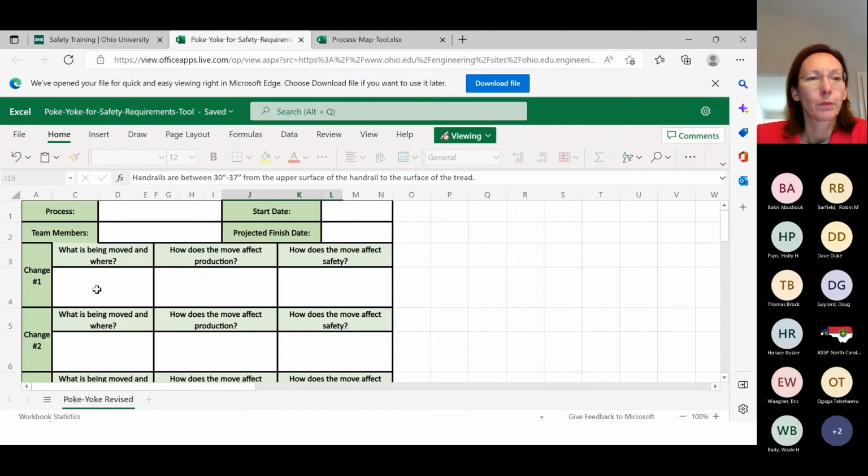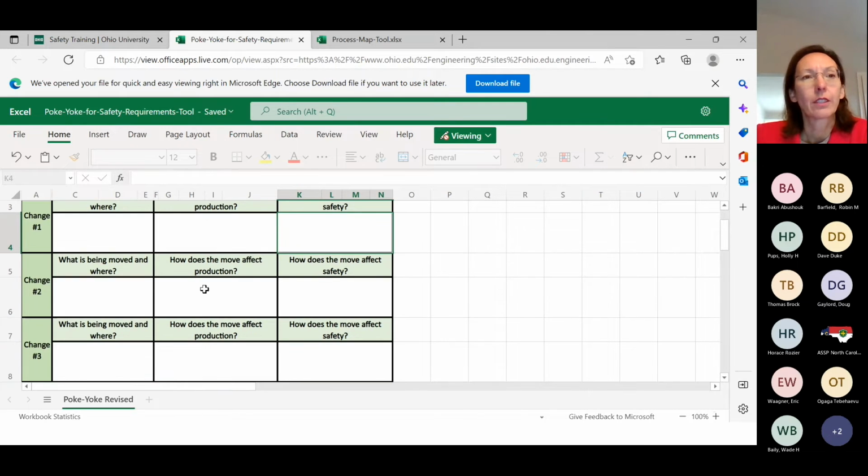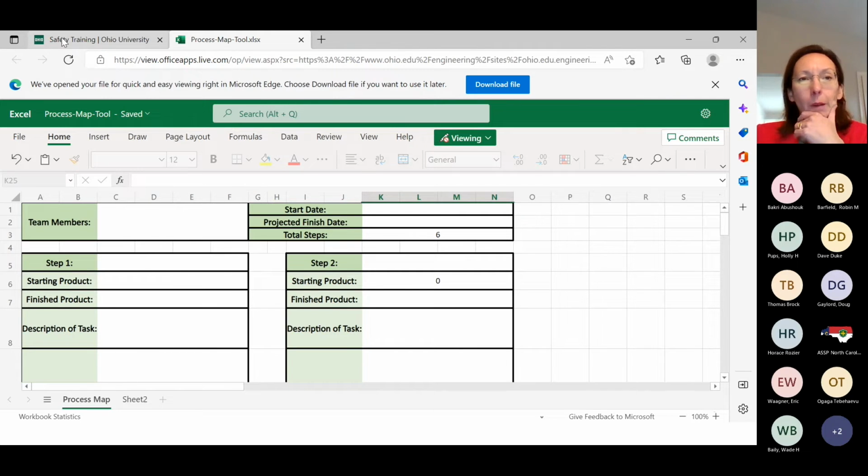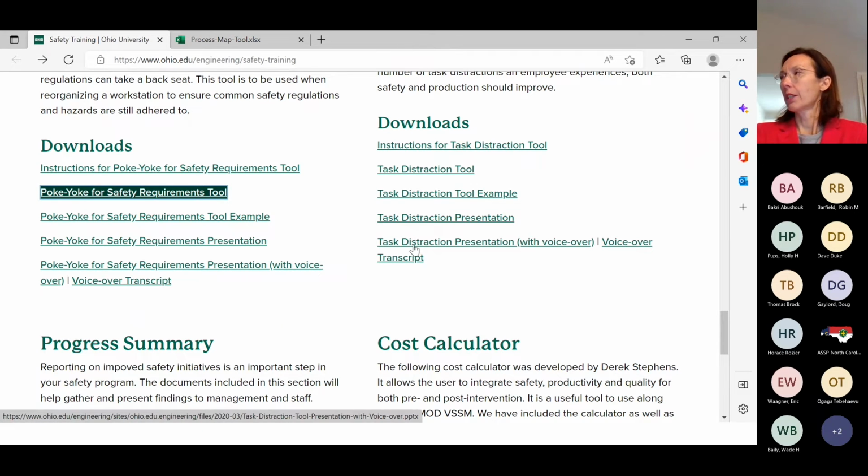But you know, what's being moved and where, how does it affect production? How does it affect safety? Just getting everything on the table about it. I really think that probably, and we heard this through our evaluation, is that the communication aspect of this was key. It's because you have to do it in a group like a Six Sigma project, and you have to bring in the different types of people who are involved, like a person working on the line, a supervisor, a maintenance person, the safety person, and it just gets you talking.